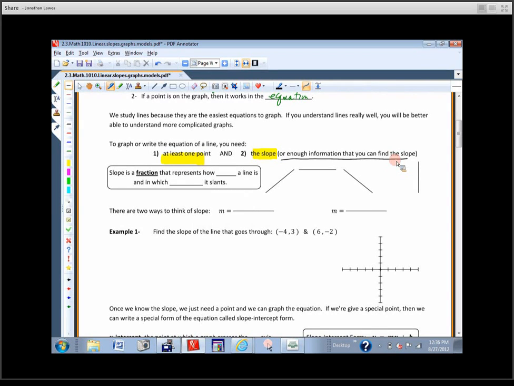if you couldn't describe what slope is, okay, if you kind of get, well, it's how steep it is or this or that, we want to make sure that we're clear on exactly what slope is. Okay, slope is a fraction. It's always a fraction. Even if somebody says, hey, the slope is 2, what we mean is 2 over 1. Okay, it's a fraction that represents how steep the line is and in which direction it slants.